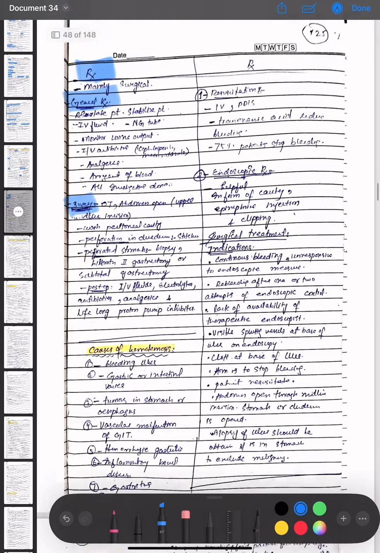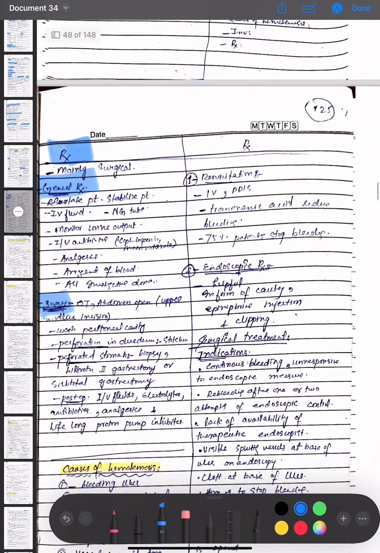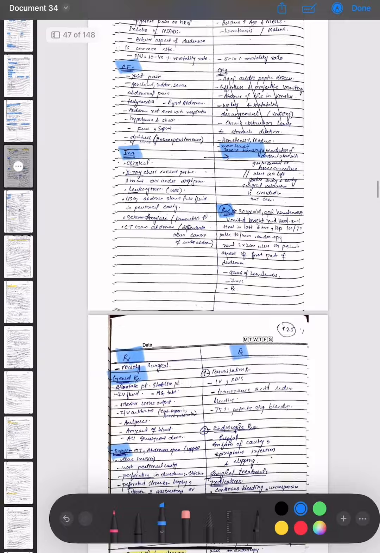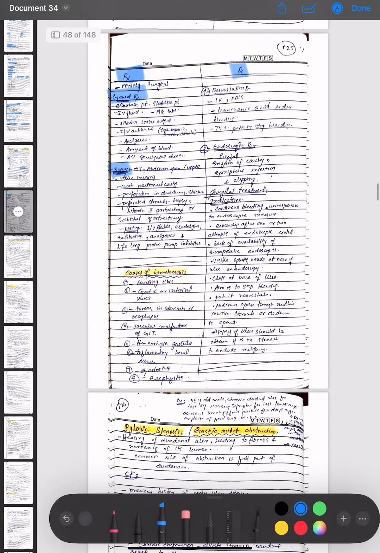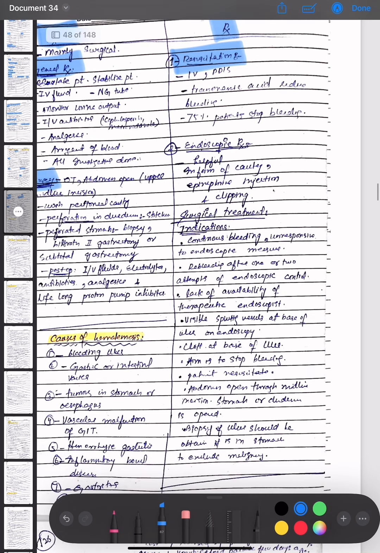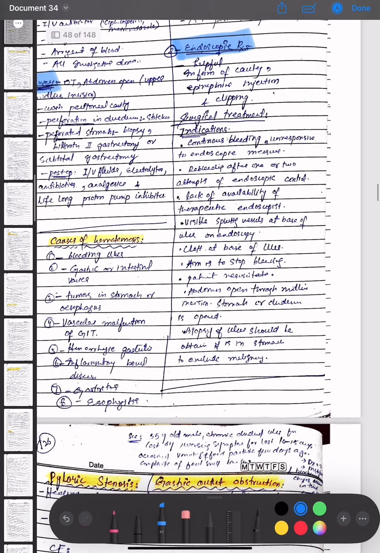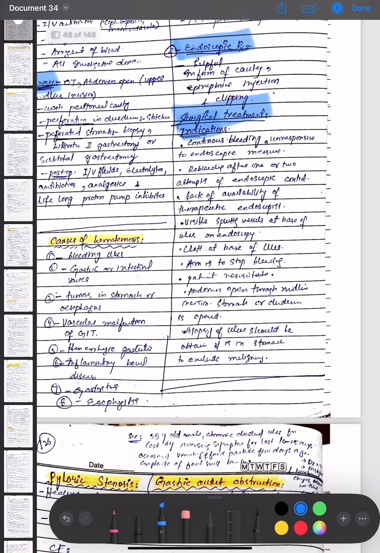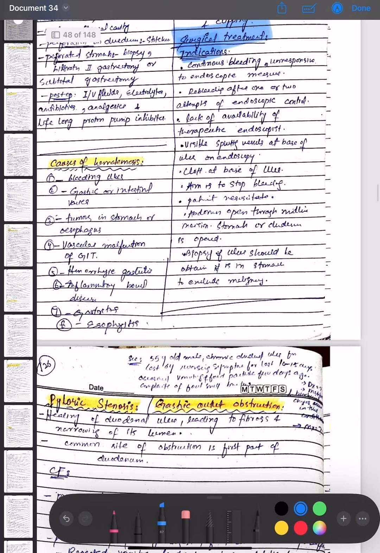Okay, the treatment options for the bleeding peptic ulcer. We will do resuscitation, that is intravenous fluids, PPIs, tranexamic acid to reduce bleeding; 75% of patients stop bleeding. Endoscopic treatment is helpful in the form of cautery, epinephrine injection and clipping. Surgical treatment indications are continuous bleeding, unresponsive to endoscopic measures, rebleeding after one or two attempts of endoscopic control, lack of availability of therapeutic endoscopy, visible spurting vessels at the base of the ulcer on endoscopy, clot at the base of the ulcer.